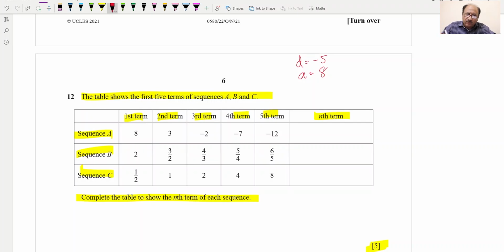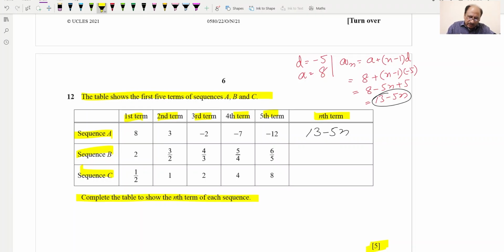a is 8 and the formula is what? The formula is a_n is equal to a plus (n minus 1) into d. So a is 8 plus (n minus 1) into d, which is minus 5. Now we can open this, and this will be 8 minus 5n plus 5. So this will be 13 minus 5n, and this will be our answer for this part, which is 13 minus 5n. Hopefully you understood this term.